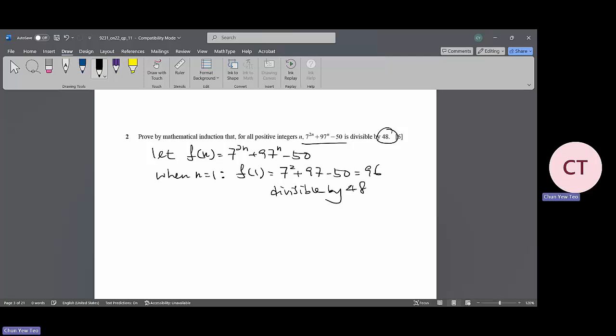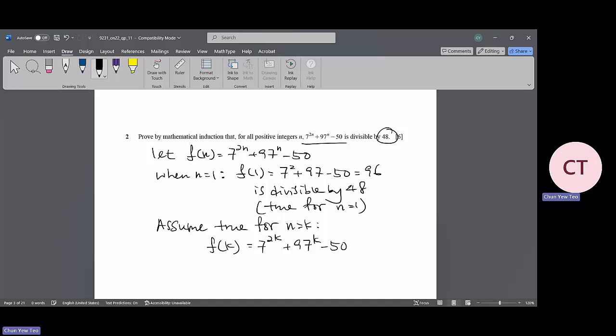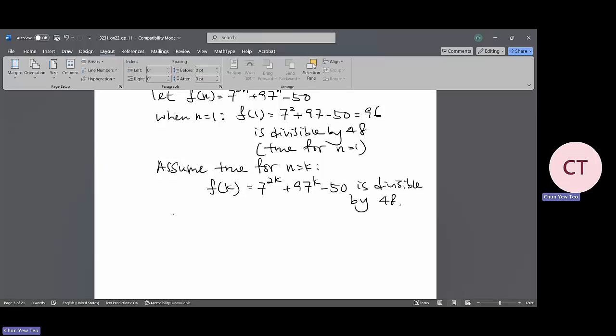Divisible by 48. Okay. Therefore, true for n equal to 1. Then we assume true for n equal to k. That means f(k), which is equal to 7^(2k) plus 97^k minus 50, is divisible by 48. So now we go for n equal to k plus 1.